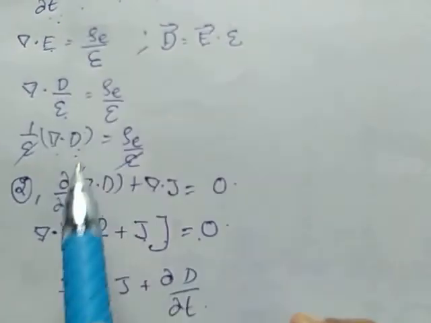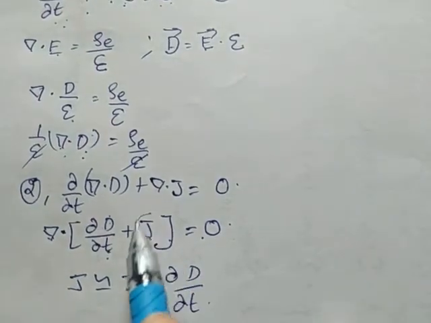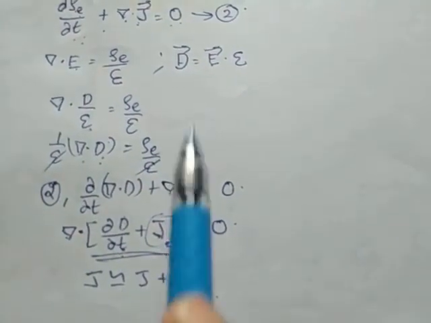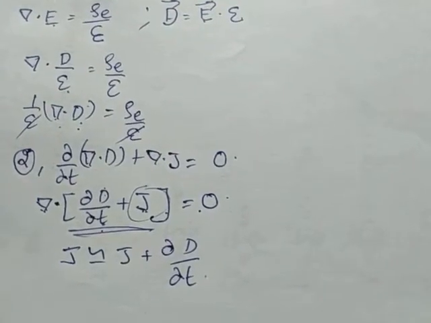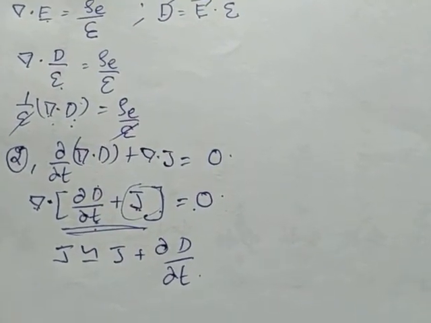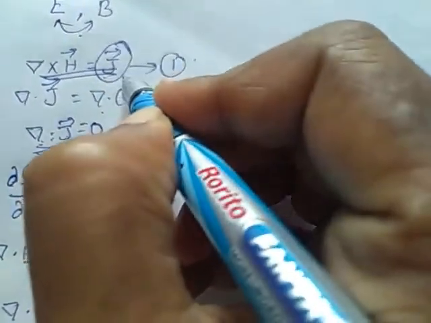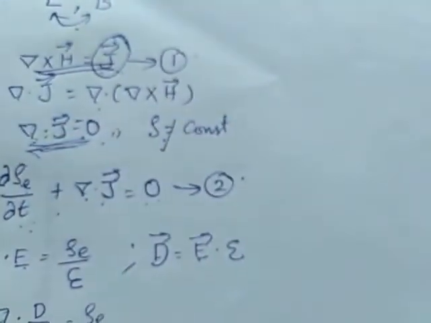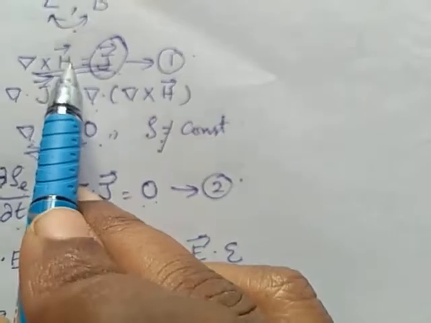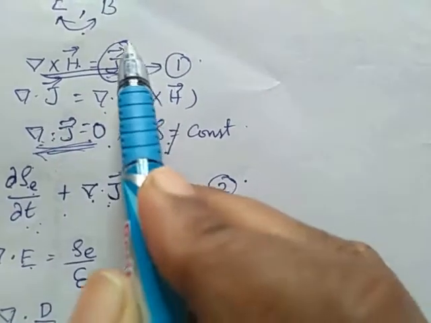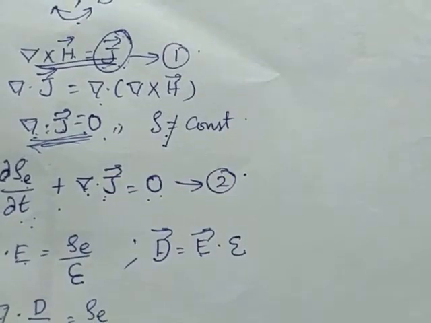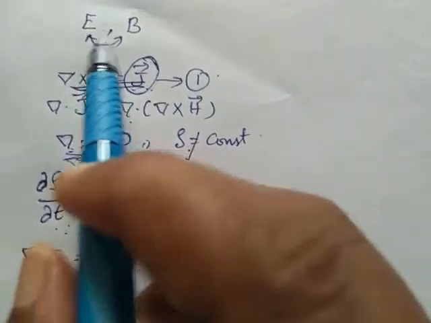I am taking this from this equation and this equation. We concluded that J is not only J, but it is J plus dou D by dou T. So in Ampere's law, instead of J, Maxwell replaced J by J plus dou D by dou T. See, I repeat.